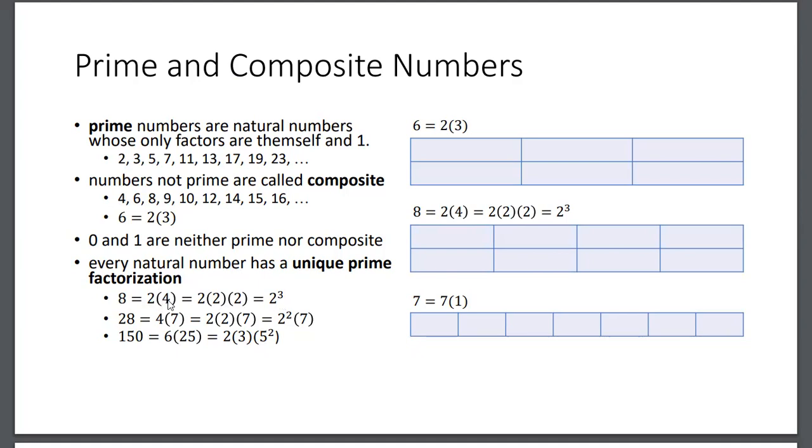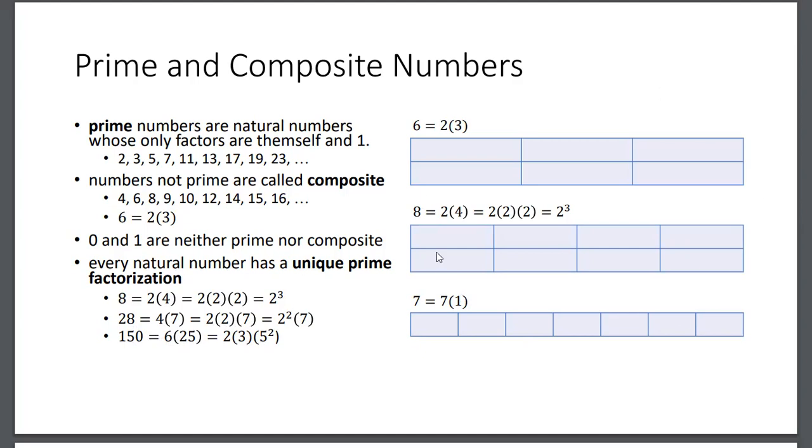8 is 2 times 4, and 4 is 2 times 2, that's 2 to the third. 28 is 4 times 7, 4 is 2 times 2, so 2 squared times 7. 150: it doesn't matter how you break it down, eventually you're going to end up with the primes. 6 times 25, 6 is 2 times 3, 25 is 5 squared. There are the unique prime factorizations for those composite numbers.